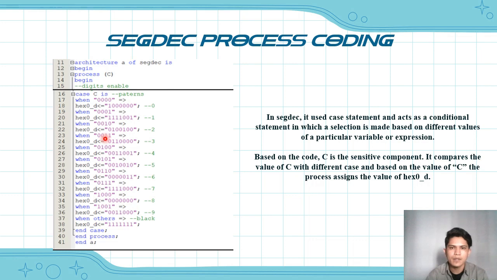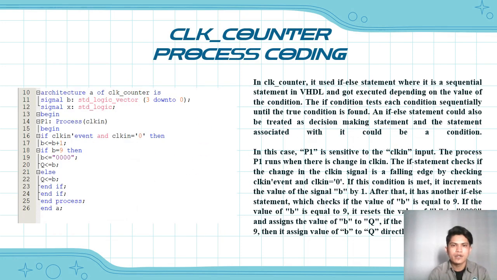The process runs every time there is a change on the input C, meaning that if the value of C changes, the process will be re-evaluated and the value of HEX0D will be updated accordingly. For the CLK counter coding, I use an if-else statement, which is a sequential statement in VHDL and is executed depending on the value of the condition. The if condition tests each condition sequentially until the true condition is found. An if statement could also be treated as a decision-making statement. In this case, P1 is sensitive to the CLK in input.